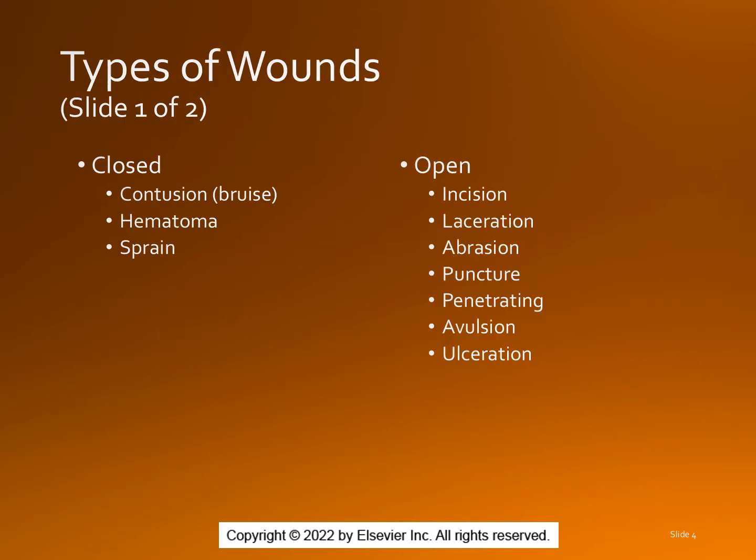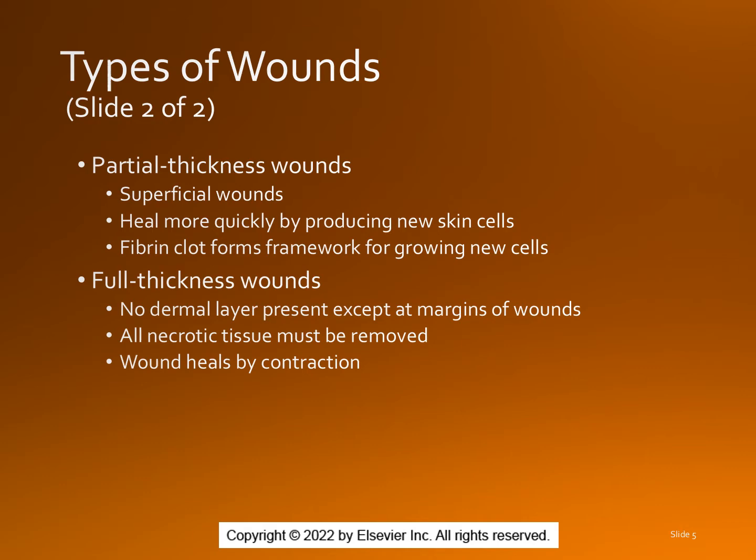Wounds can be open, occurring through the skin, or closed, without a break in the skin. Wounds can be partial thickness, which means superficial, or full thickness. Partial thickness wounds can heal more quickly because the skin cells are produced by the epithelial cells remaining in the dermal layer of the skin. When a full thickness wound occurs, the dermal layer is no longer present except at the wound margins.